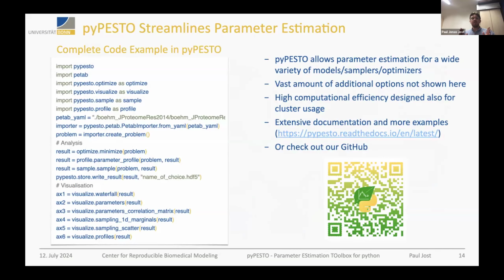And we can fit everything in this tiny screen, and half of it is importing the functions in the right way. And so by only having this, you can now switch between optimizers, switch between simulators, switch between samplers, change the options of the samplers, and really get the best out of all the tools that are available to you. And in this manner, pyPESTO allows parameter estimation for a wide variety of models. There's a vast amount of additional options that I haven't shown you here.